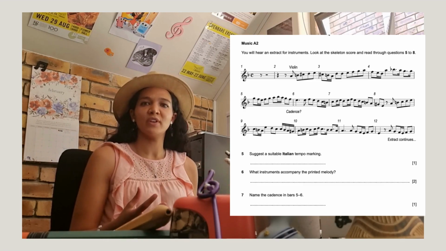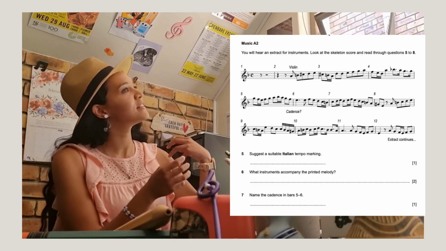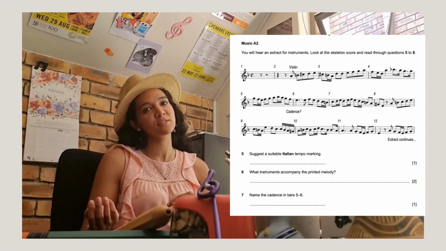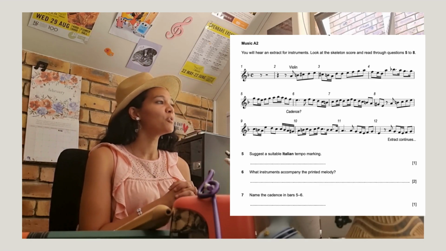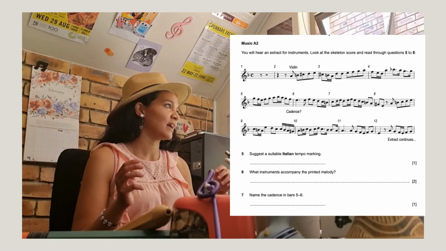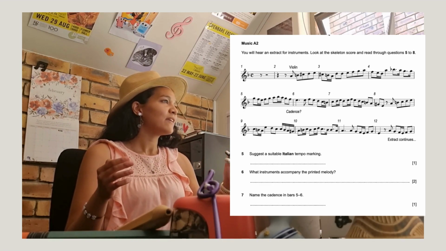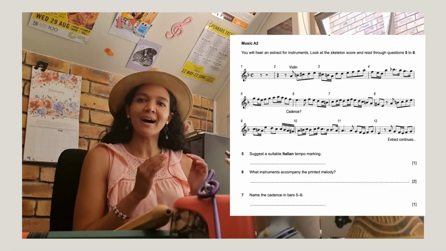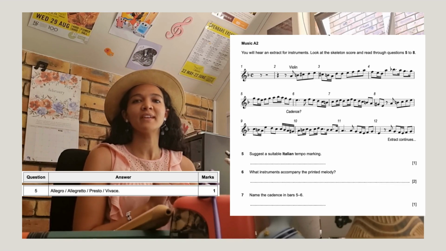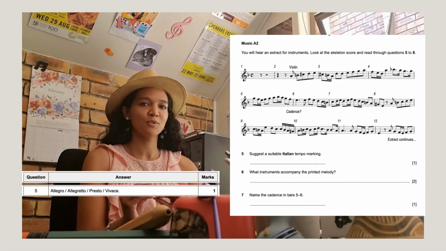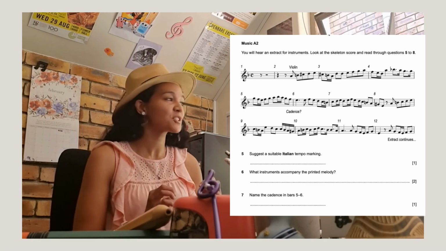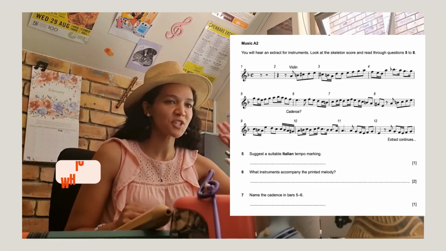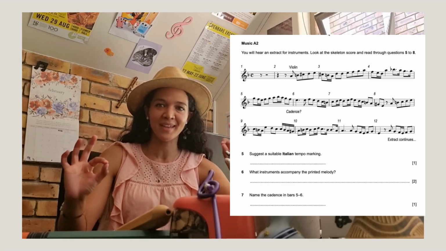So yeah, it's quite moving. It's definitely not slow, it's definitely quicker paced. So any Italian term there that would describe this fast moving quicker pace would be acceptable. For example, you could say allegro, allegretto. Even presto and vivace may be acceptable. Personally, I would say allegretto, but any Italian tempo marking that Cambridge deems suitable for a faster moving tempo will be acceptable here. So the next question asks of us, what instruments accompany the printed melody? And I think it should be which instruments accompany the printed melody, but okay.